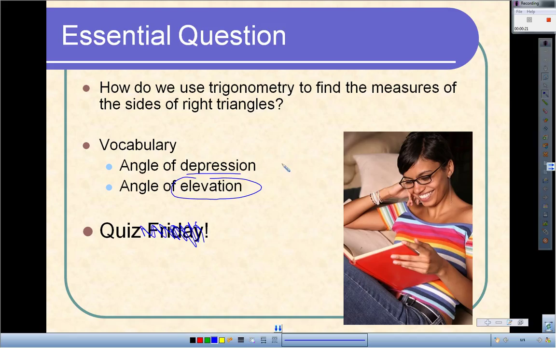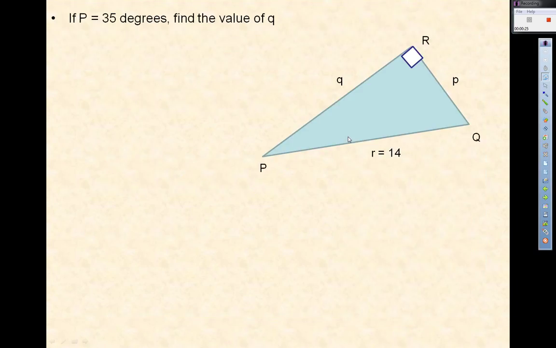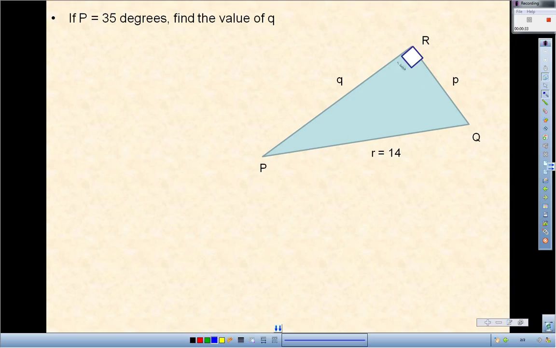Alright, let's go ahead and jump into today's lesson by looking at a problem. Let's say I were to give you a right triangle. I know that this is a right triangle because of this 90-degree angle for angle R. It says if angle P is 35 degrees, so this angle right there, and sometimes you might see instead of a capital P with a little angle sign, angle P is 35 degrees, then it says find the value of side Q. So I want to find the value of this side.